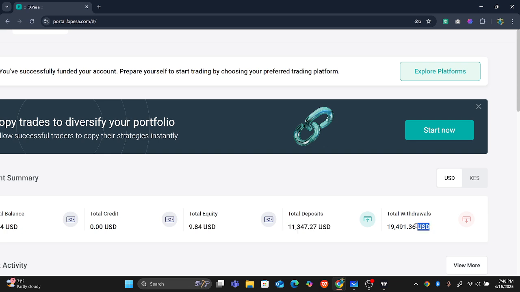But my total withdrawals is this one. So I managed to make over $8,000 profit. If you subtract the total deposit, you can see that total withdrawals are more than deposits in this case.